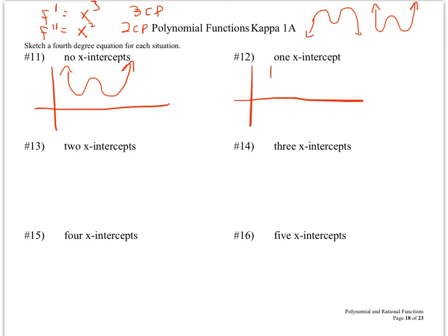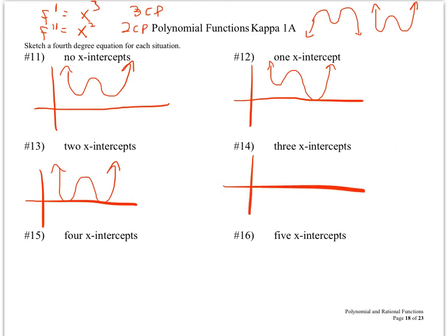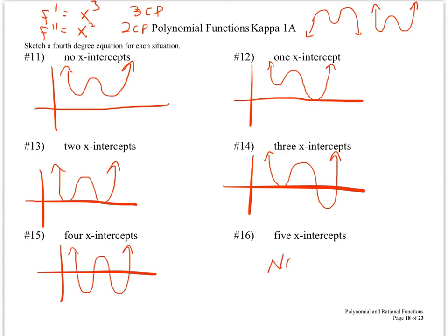1 x-intercept: take that same kind of graph, and let's make one of the minimums touch the x-axis. 2 x-intercepts: take that same kind of graph, and let's make it so 2 of the minimums hit the x-axis. 3 x-intercepts: let's make it so 1 of the minimums hits the x-axis, and the other one is below the x-axis. 4 x-intercepts: make both your minimums below and your maximum above the x-axis. There's 4 x-intercepts.